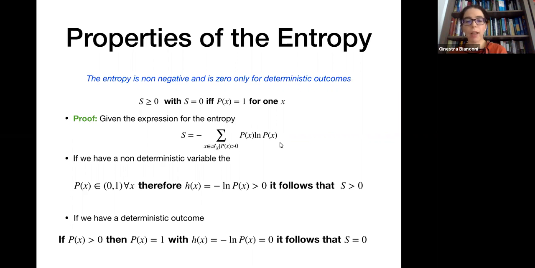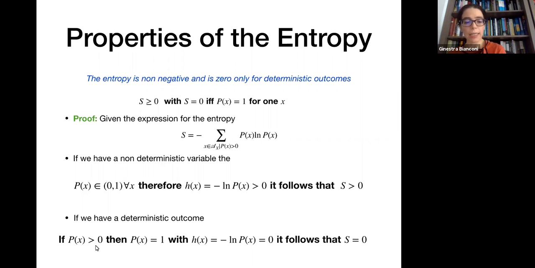And so if we have an outcome that is not deterministic, every outcome will have a probability between 0 and 1, never 1. And therefore, the logarithm of p of x with a minus sign in front will be positive. And so the entropy will be the average of this Shannon information content, and therefore will be the average of positive terms, and therefore will be positive.